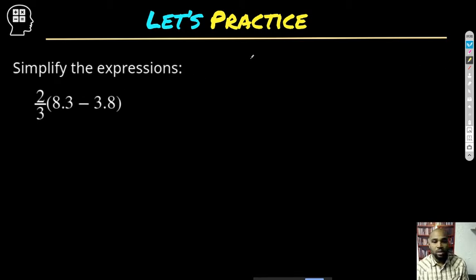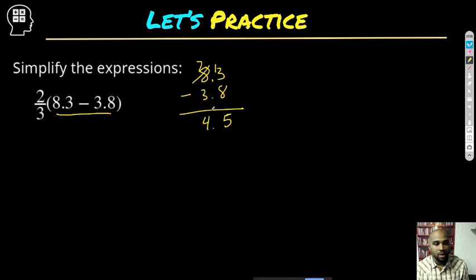Simplify this expression. Again, PEMDAS says do the parentheses first, so let's do that. Let's not even worry about the 2/3 right now. Let's do 8.3 minus 3.8. It's going to be 7, 13, 5. 7 minus 3 is 4. And there we go. So let's rewrite this, showing that we've simplified the parentheses to 4.5.